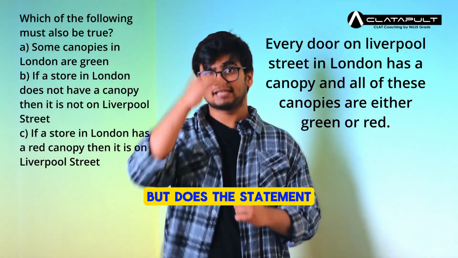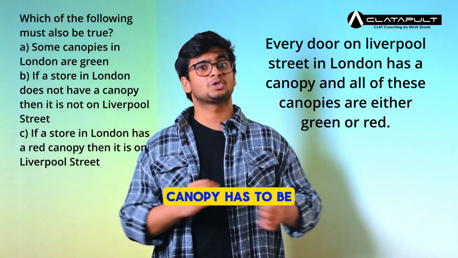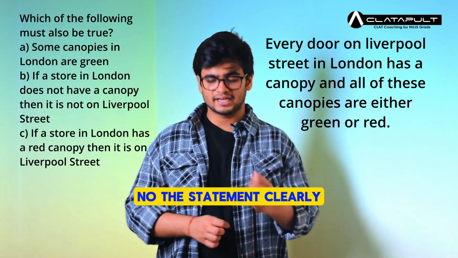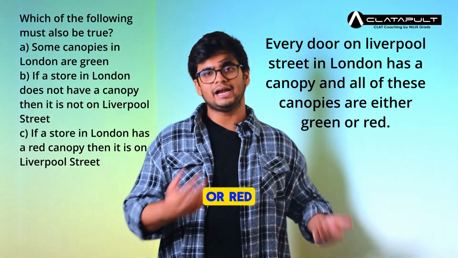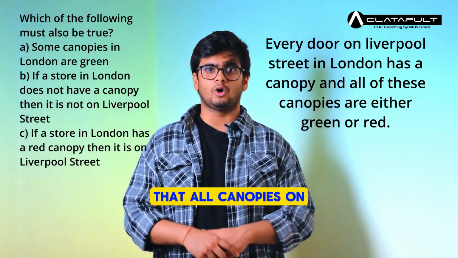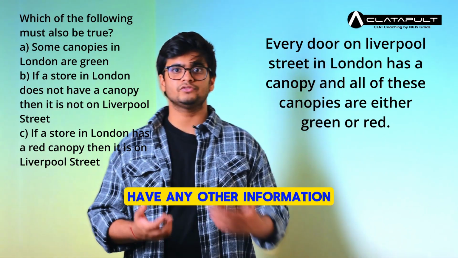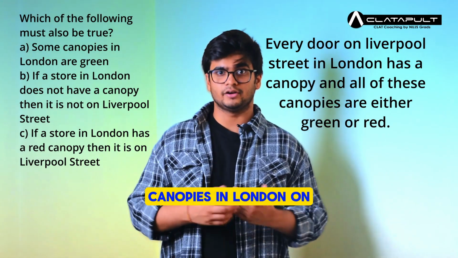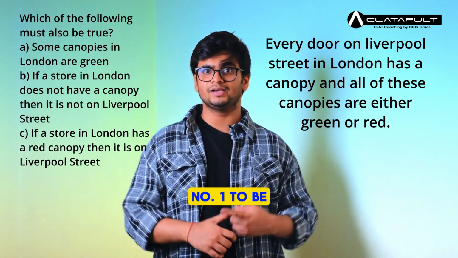But does the statement tell us that on Liverpool Street, the canopy has to be green? No. The statement clearly stated that all of the canopies are either green or red. So it is very easily possible that all canopies on Liverpool Street in London are red. And since we don't have any other information about doors in London, we cannot choose statement number 1 as a correct inference.